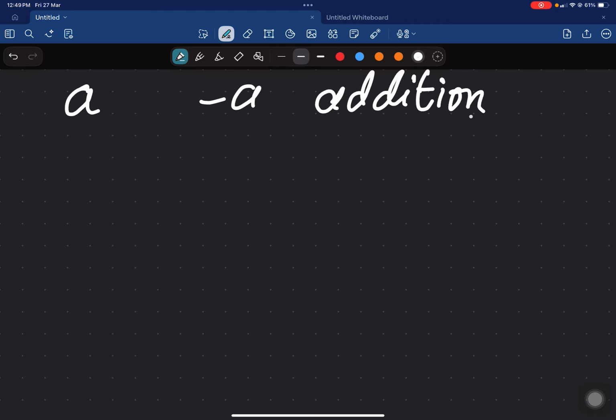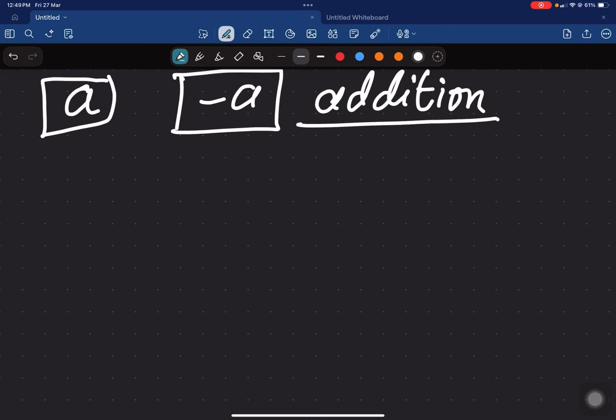So for any number a in the set of integers, its inverse is negative a under the operation of addition. So when you are talking about addition on the set of integers, the inverse element of each member is the negative of the number.